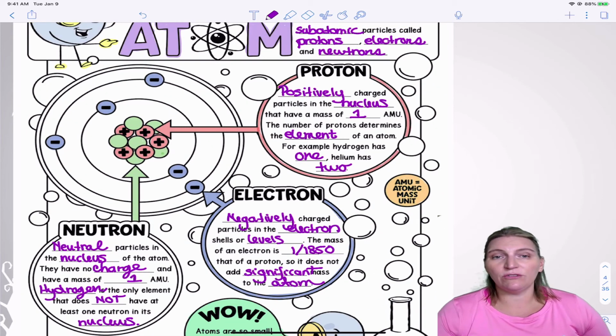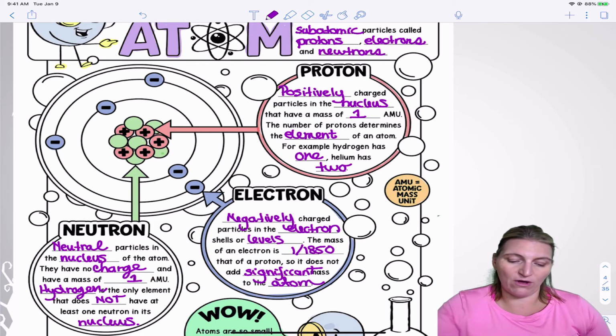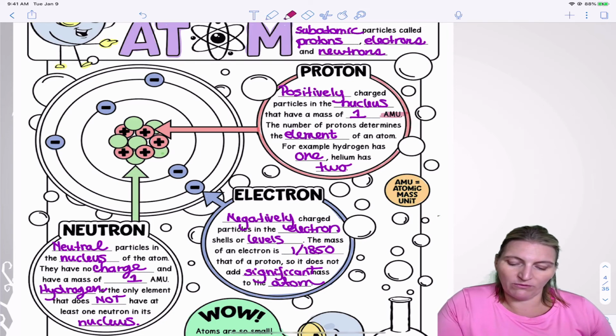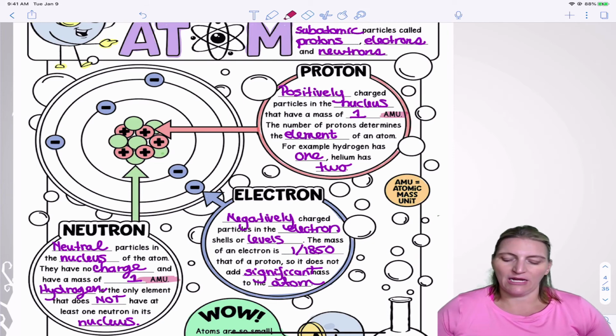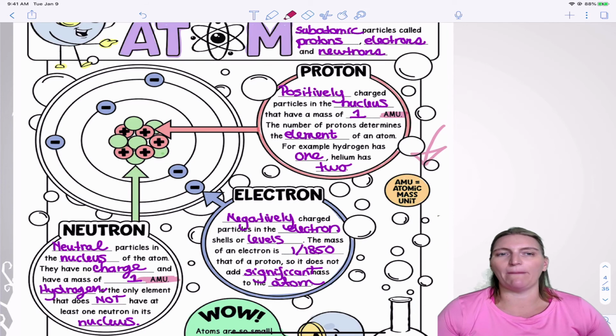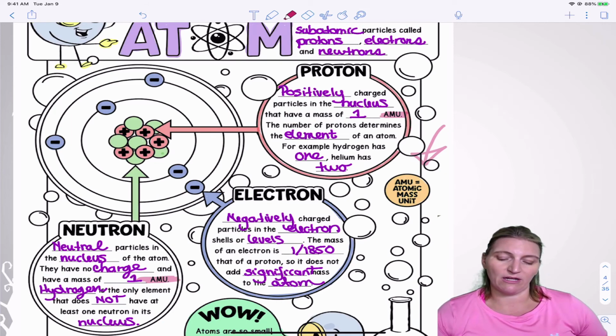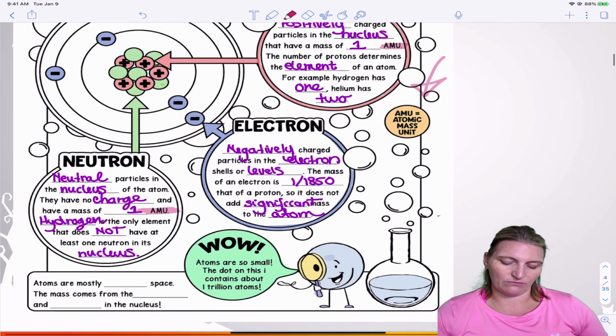Now, we've used the word AMU a few times here when we've talked about the mass of a proton and the mass of a neutron. We've said it's equal to 1 AMU. We'll talk more about what that is, but it is an acronym that stands for atomic mass unit. Basically, if we were to use grams to measure the mass of a proton or a neutron, it would be a very, very, very small number of grams. You can see that on the table on our previous page.